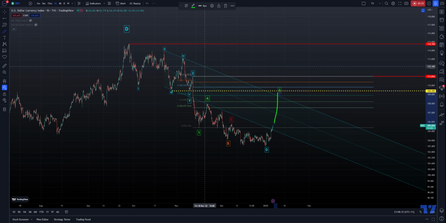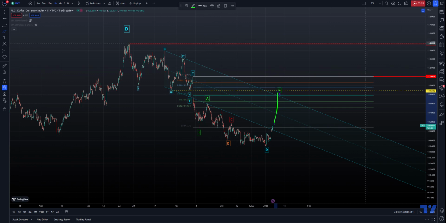And if it does do that, I suppose it sets up the whole idea that we could see an E wave that extends lower, basically. That's sort of a problem though, because in terms of timing, such a larger drawn out E wave doesn't really have time to develop unless this particular E wave ends up being extremely drawn out from where it is now.